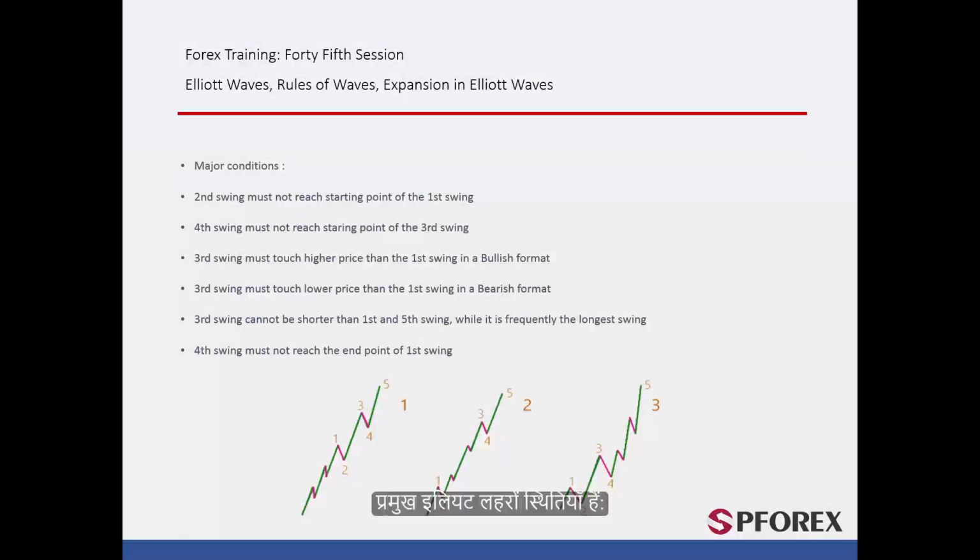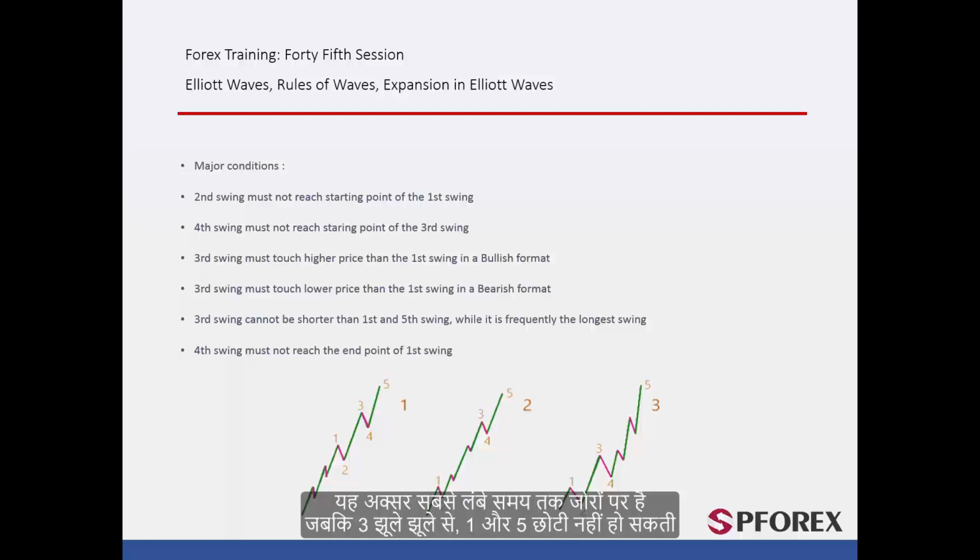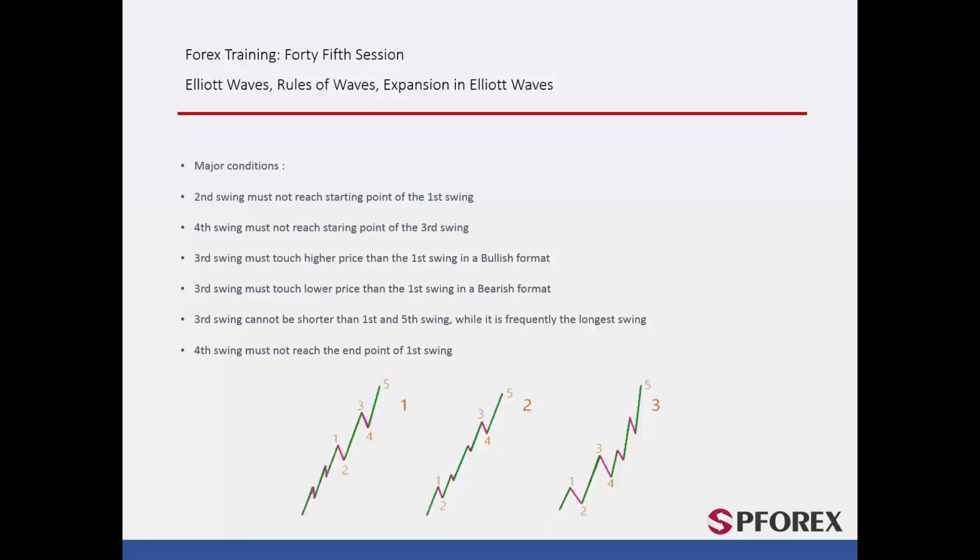The major Elliot Waves conditions are: the second swing must not reach the starting point of the first swing. The fourth swing must not reach the starting point of the third swing. The third swing must touch a higher price than the first swing in bullish format. The third swing must touch a lower price than the first swing in bearish format. The third swing cannot be shorter than the first and fifth swing, while it is frequently the longest swing. The fourth swing must not reach the endpoint of the first swing.